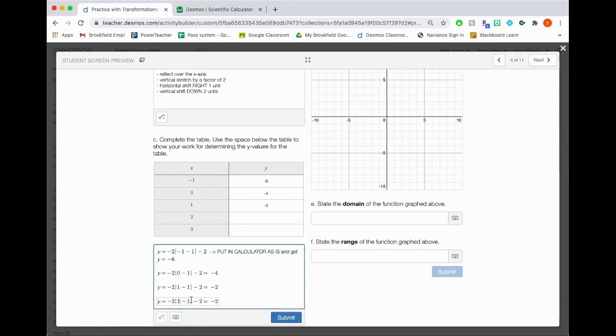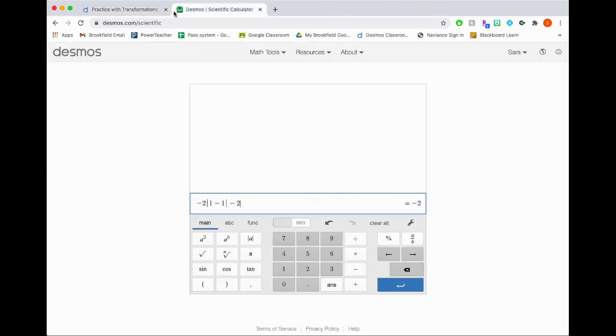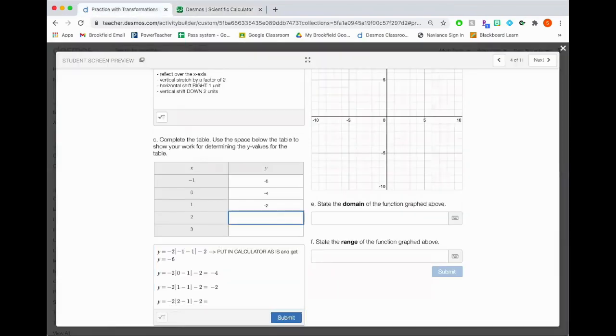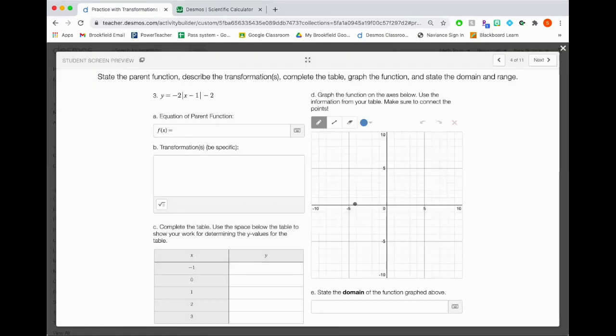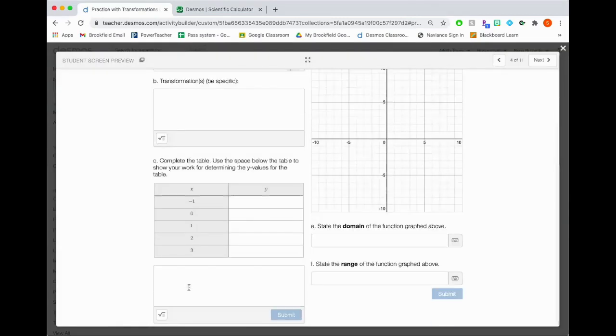We're subbing in 2 this time. Paste into my calculator. You get -4. And then 1 more. That's going to stink because I'm pretty sure all my work is going to be gone. Nice. Love that for me, guys.